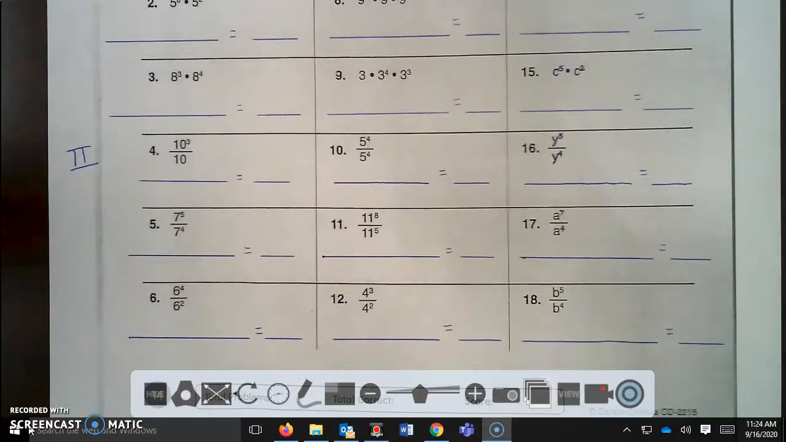As always, if you have any questions, please let me know. All right, and then we will continue on with exponents. It's going to get bigger, everyone. There's a lot to know here. So do your best, and talk to you later.